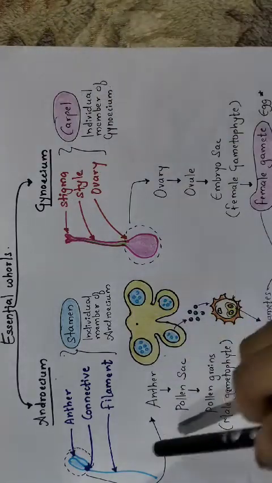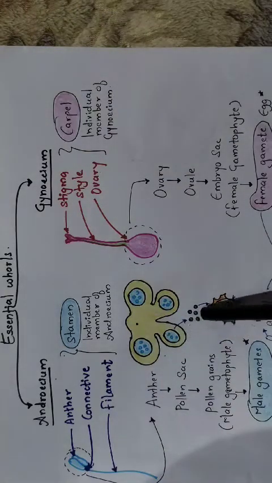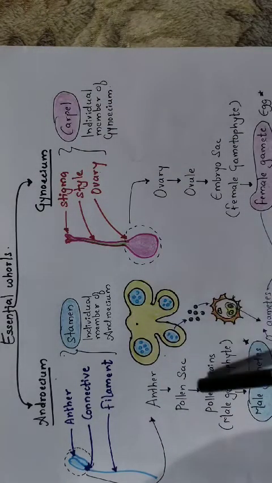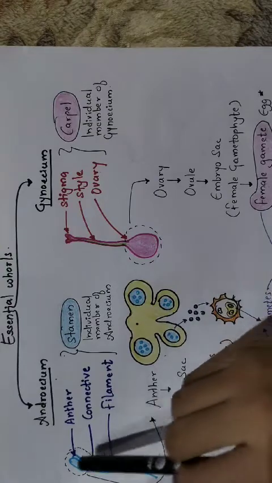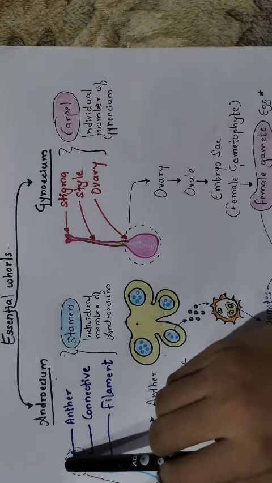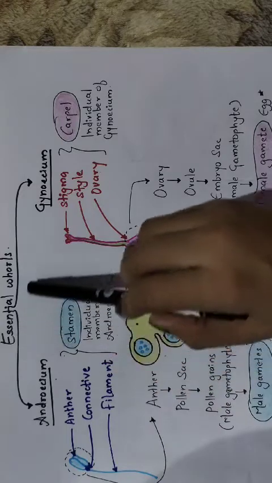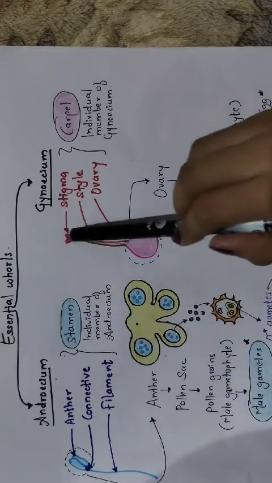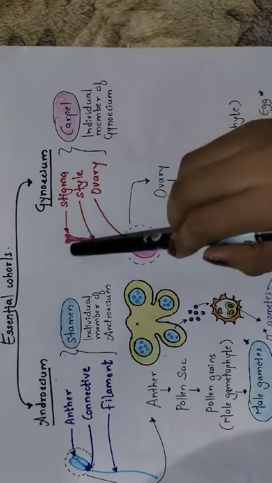Okay, so as I have shown here, these granular parts, that is the pollen grains, are present in the anther. This pollen grain will be transferred and will fall on the stigma, the female part. So the stigma is acting as a receptor, or receiving part.